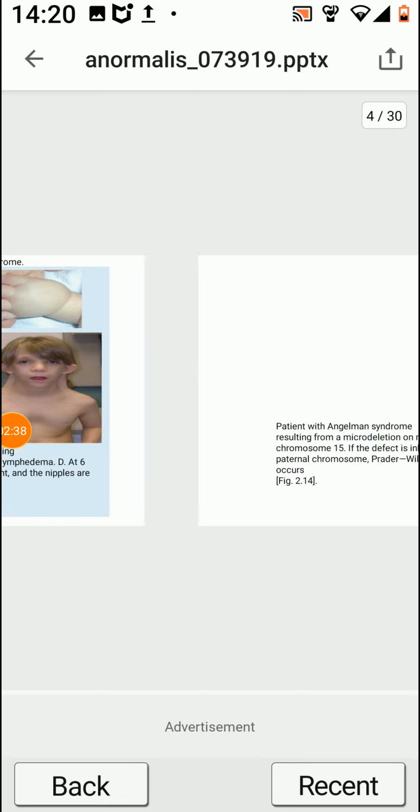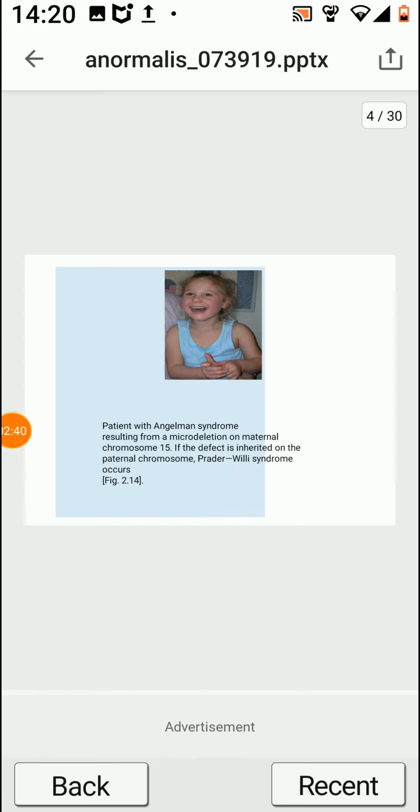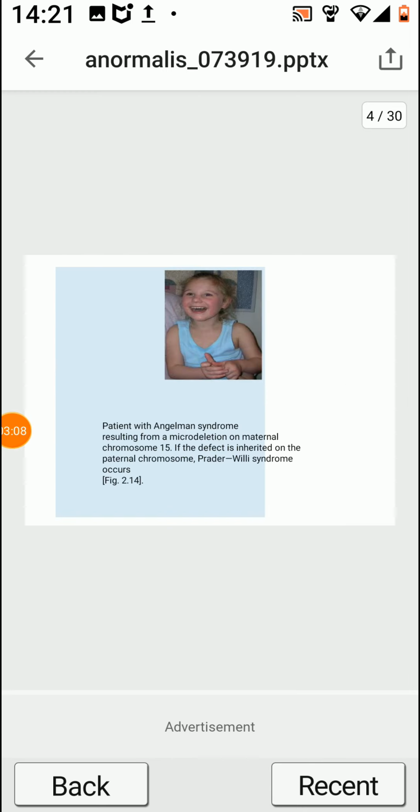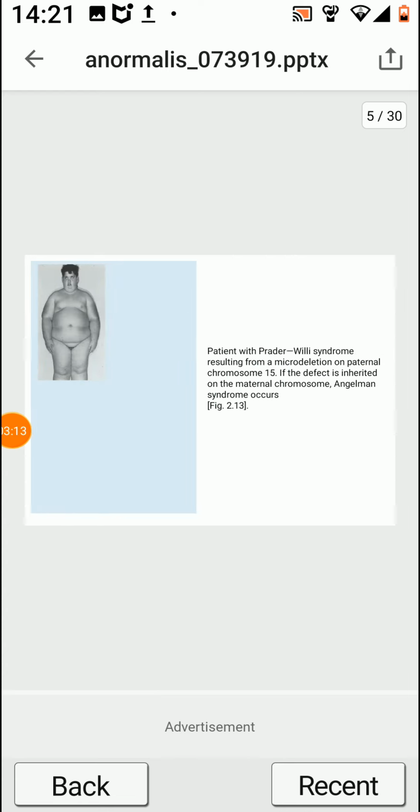Let me proceed. This is Angelman's syndrome. Angelman's syndrome, just like Prader-Willi syndrome, they share some similarity. The similarity is that they are both microdeletions on chromosome 15, but the difference is that Angelman's syndrome is on the maternal side and Prader-Willi syndrome is on the paternal side. As you can see, this is microdeletion on chromosome 15 on the paternal side, and this is microdeletion on chromosome 15 on the maternal side.